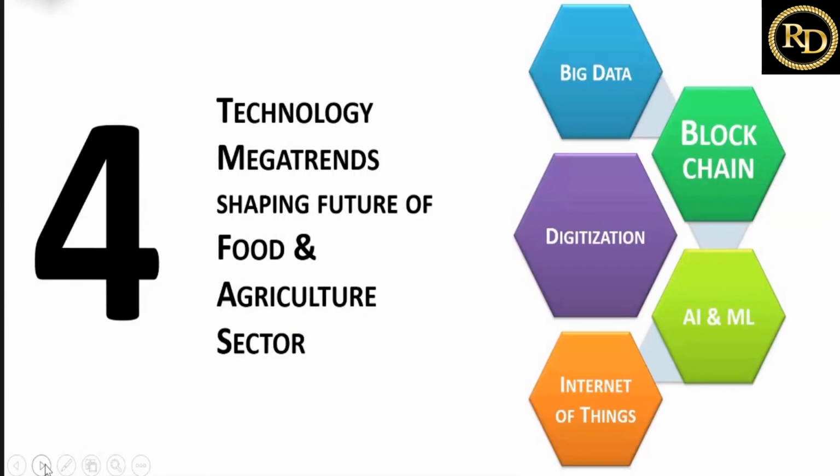We are seeing four technology megatrends which are shaping the food and agriculture sector now, and will shape its future. They are big data, blockchain, artificial intelligence and machine learning, and the Internet of Things. While we'll be talking about blockchain in depth, I would like to cover a little bit on big data. A humongous amount of data is being collected in different activities today. Even with a simple smartphone, you are pinging the Google server and sending your location, information, and usage data.